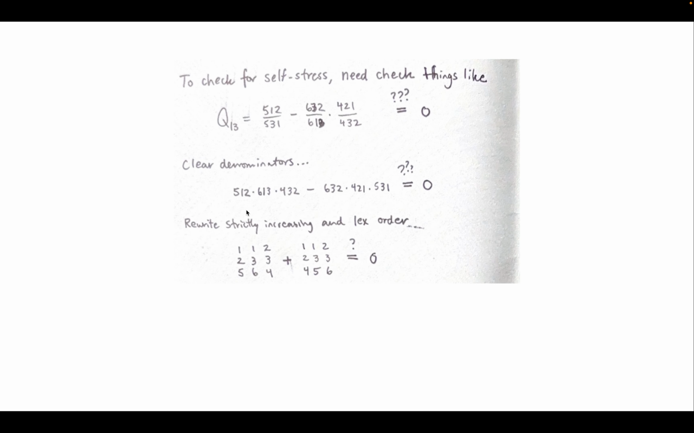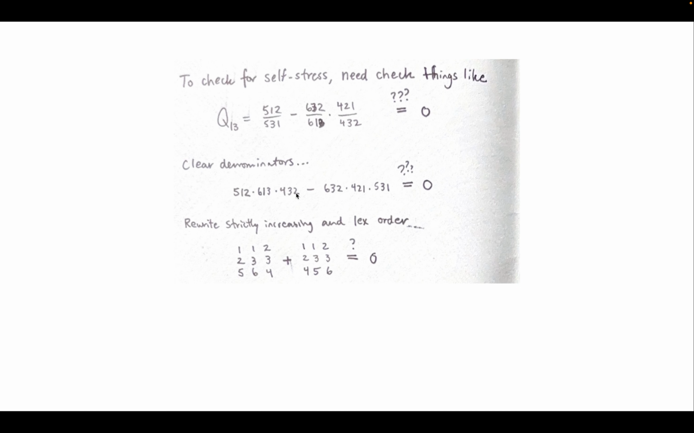Now here's the next step. We're going to rewrite this. So 5, 1, 2, I'm going to rewrite so it's strictly increasing, 1, 2, 5. And I'm going to write it as a column now. Instead of the 5, 1, 2, I'm going to write the column 1, 2, 5. Instead of 6, 1, 3, I'm going to write 1, 3, 6. And 4, 3, 2 becomes 2, 3, 4. Okay. And I have to adjust by signs to do this.